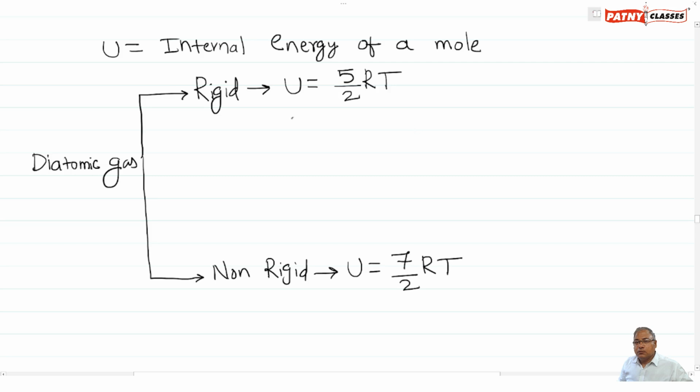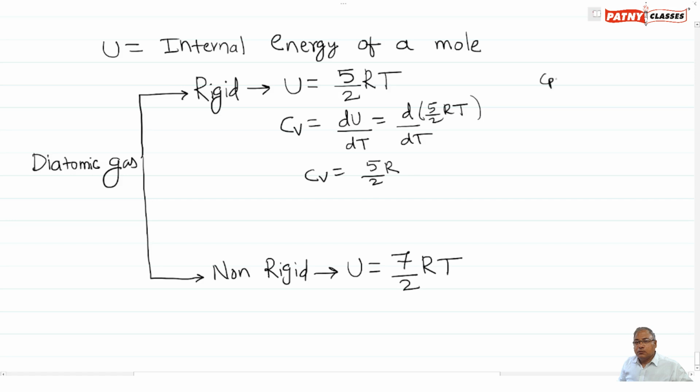Now we have to find out Cv. Cv is nothing but the differentiation of U with respect to T. So that is equal to the differentiation of 5 upon 2 RT with respect to T. So Cv equals 5 upon 2 R, as the derivative of T equals 1. So we got Cv equals 5 upon 2 R.